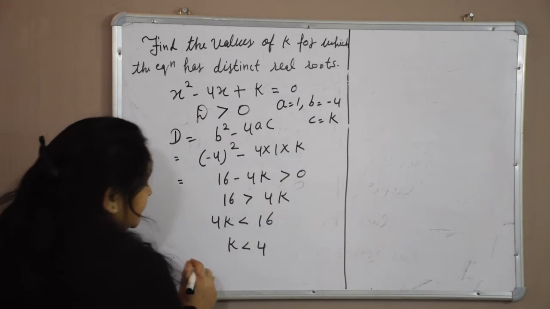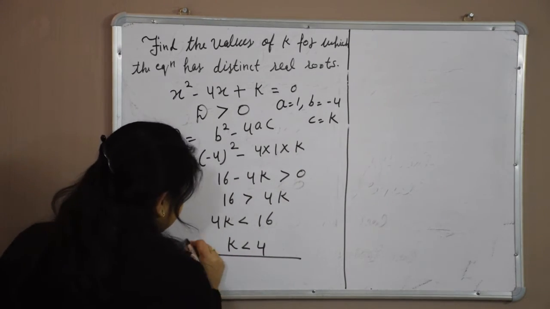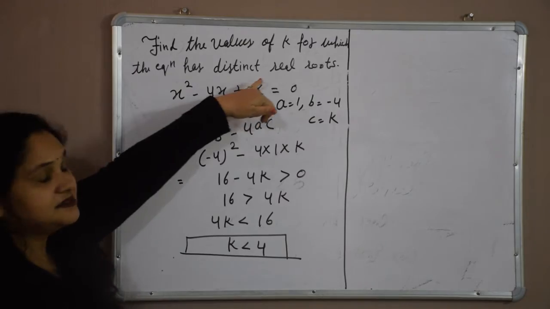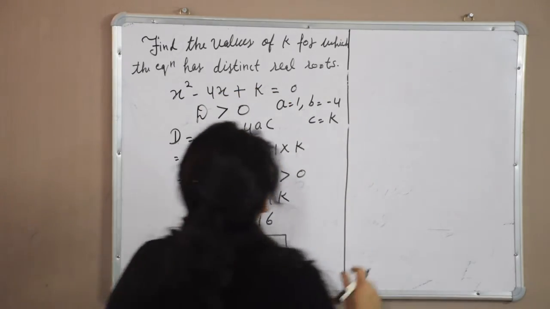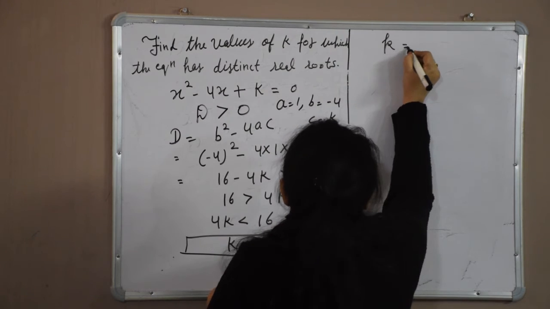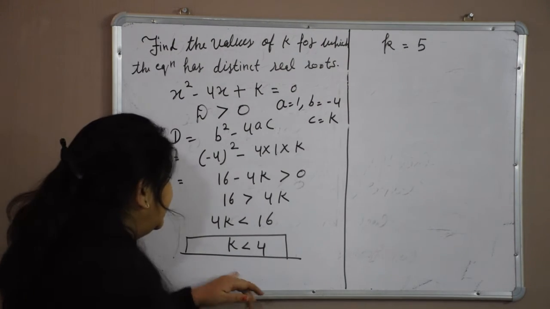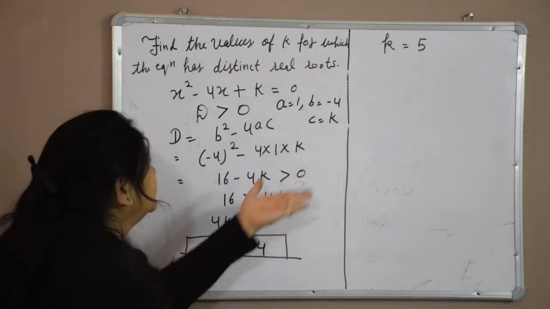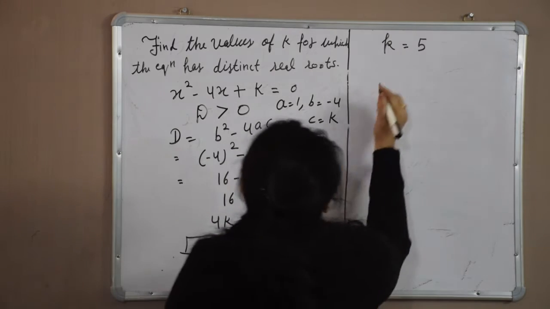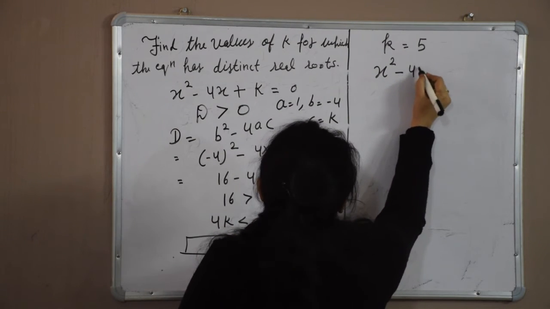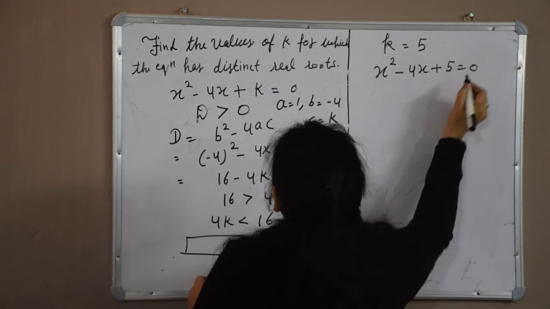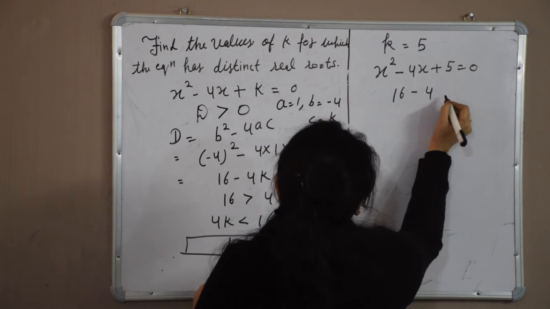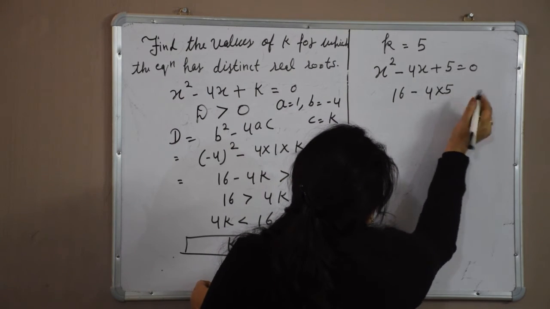All these values are less than 4, and they will make the quadratic equation have distinct and real roots. Suppose I am just verifying the result we have got, that for all values of k less than 4 the equation has distinct real roots. Suppose I am taking k greater than 4, say k is equal to 5. In that case our quadratic equation will become x square minus 4x plus 5 is equal to 0, and in this case b square minus 4ac is 16 minus 4 into 5.